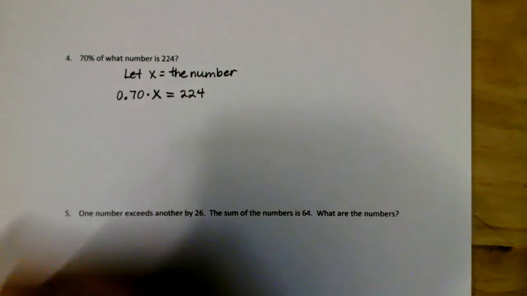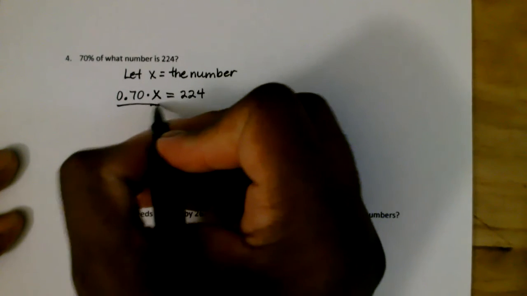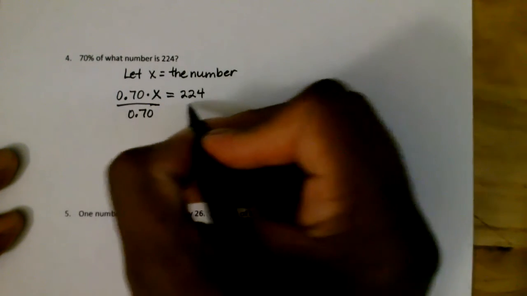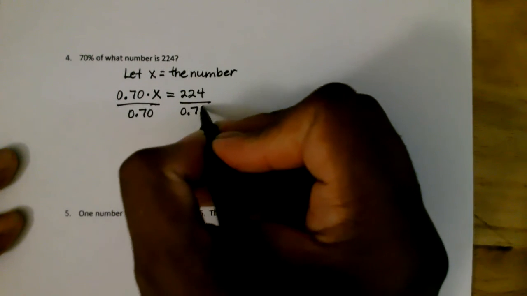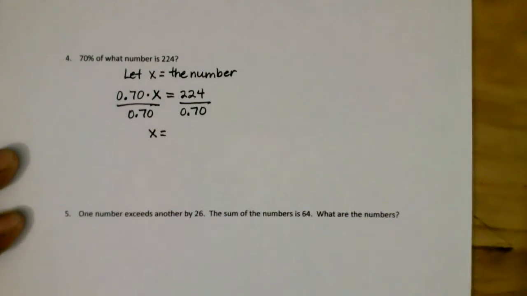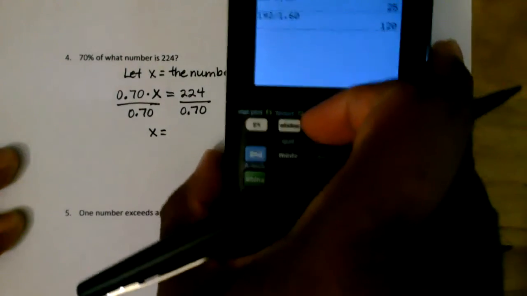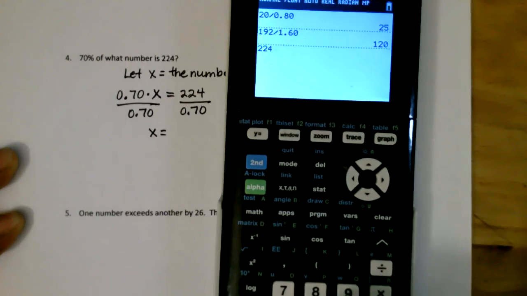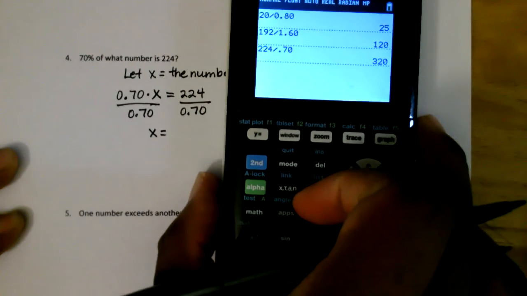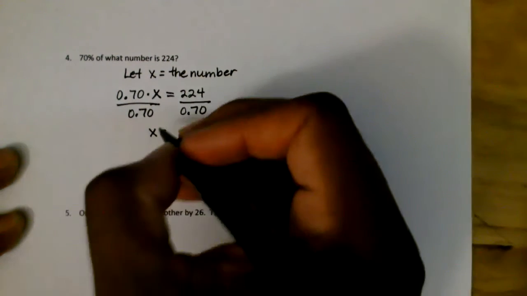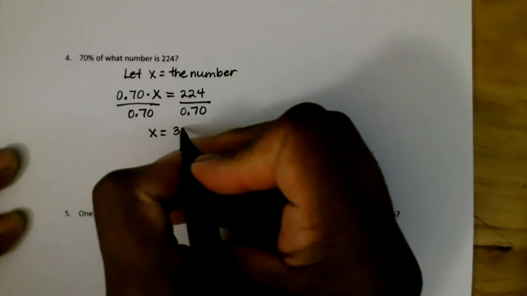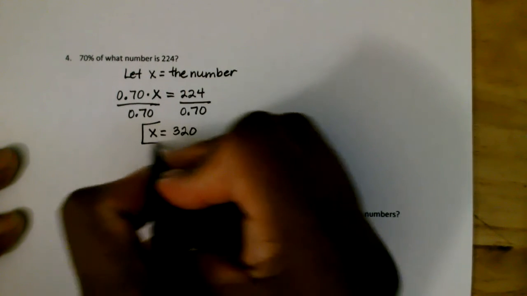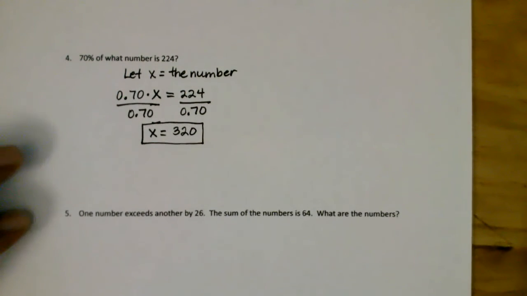And then to solve for X, you just simply divide both sides by 0.70. So your X is equal to 224 divided by 0.70, and you'll get 320. And I'll leave the check with you. Because if you do 0.70 times 320, you should get 224.